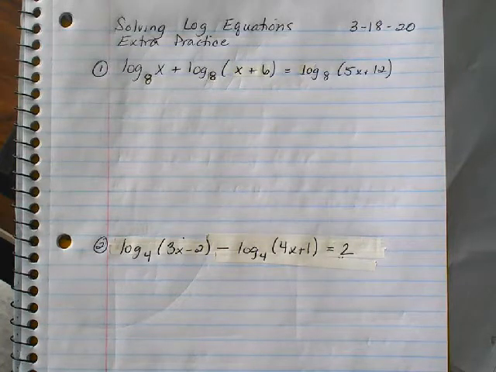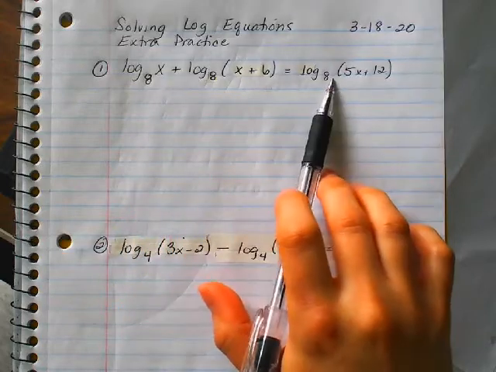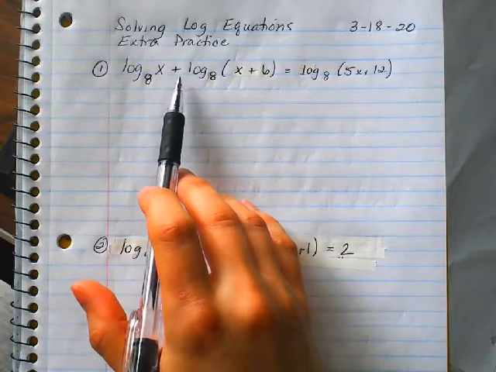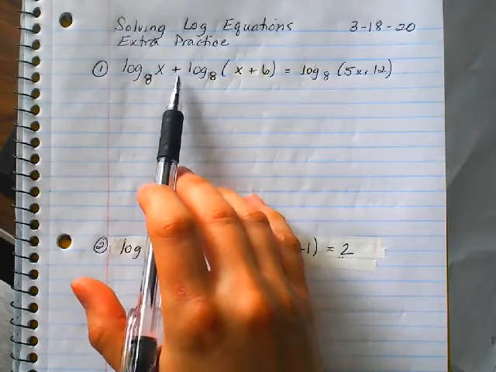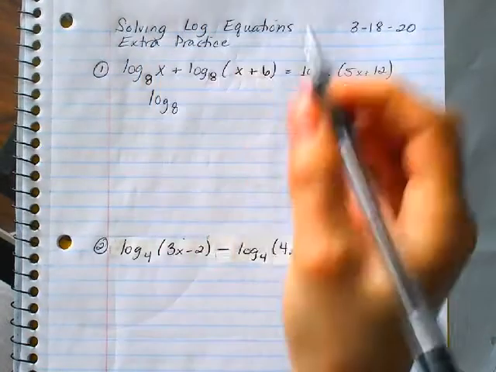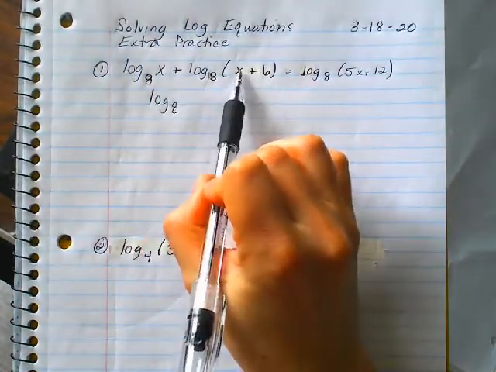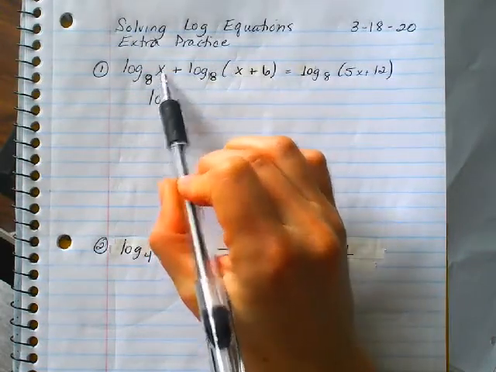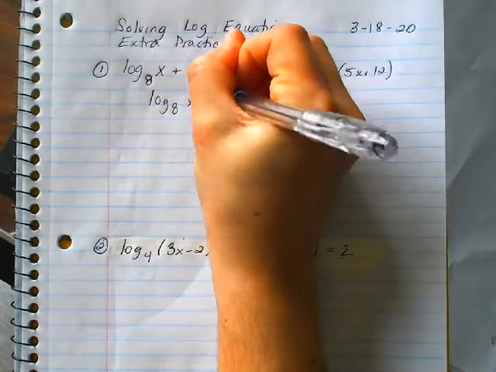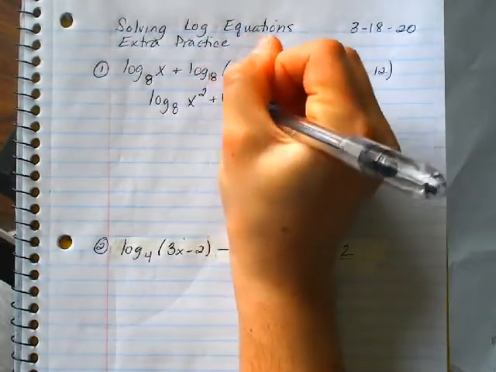So number one says log base 8 of x plus log base 8 of x plus 6 equals log base 8 of 5x plus 12. So we've got base 8 all the way across the board. We can condense the left side of our equation by multiplying our arguments together. The two logarithms are being added, and that addition rule tells us that we can condense those into one by multiplying their arguments. When you multiply x times x plus 6, remember that you are multiplying x times a quantity, which means you need to distribute that x. So x times x is x squared, and x times 6 is 6x.